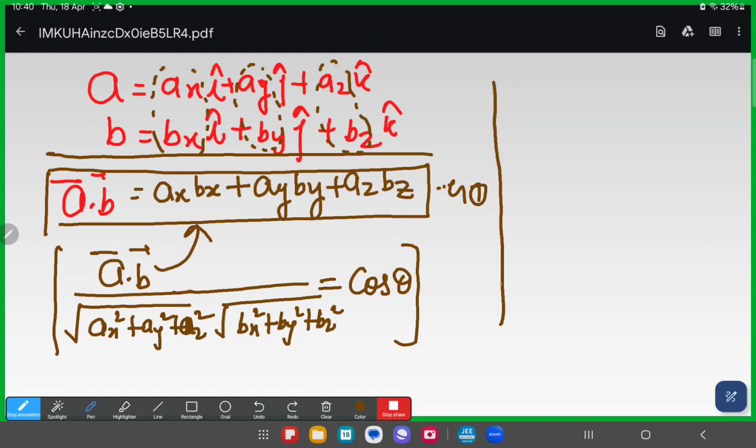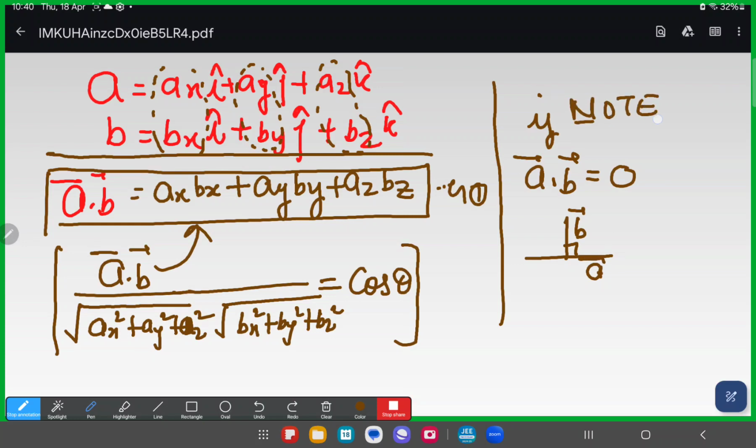Now if A dot B is equal to 0, it means A and B are perpendicular to each other. This is the noted property of the dot product. Fine.